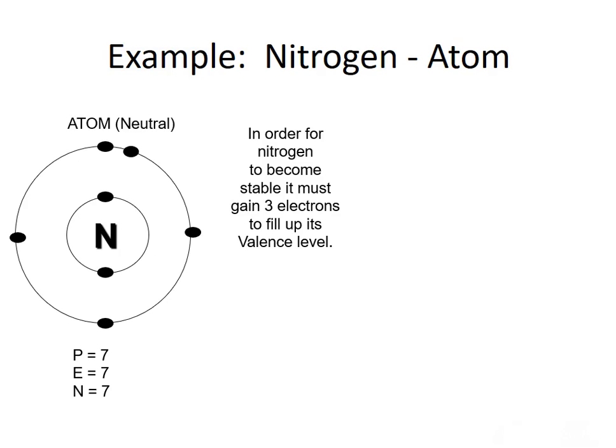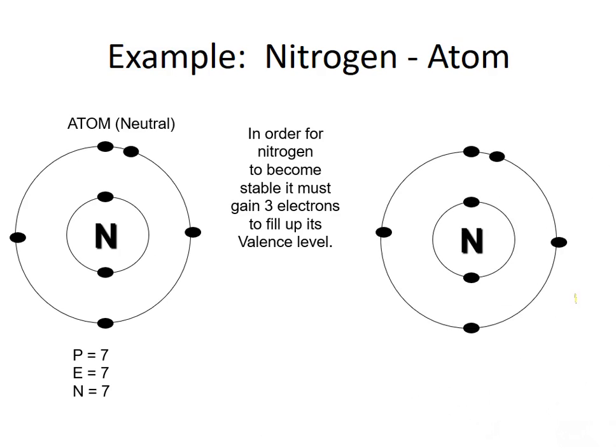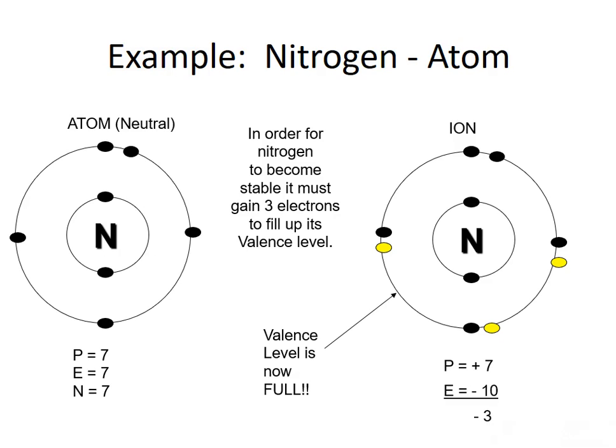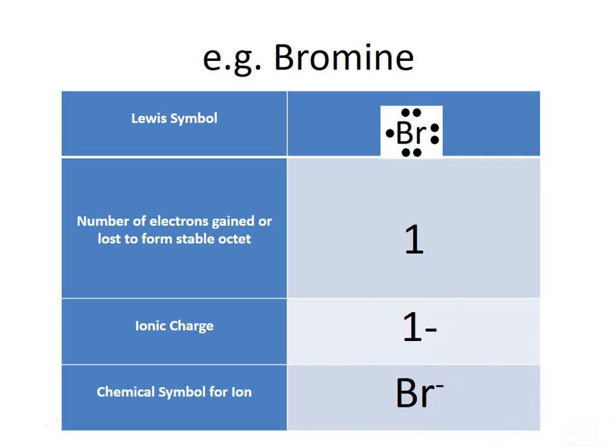So nitrogen is going to gain 1, 2, 3 electrons to fill up that outer valence shell. We still have 7 protons, that never changes, but now we have 10 electrons. So the overall charge for the nitrogen ion is going to be -3. Our valence is now full, and our ion now has a -3 charge. So that's basically how ions form from atoms.